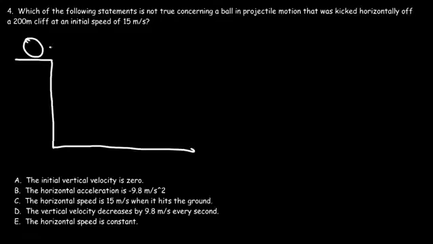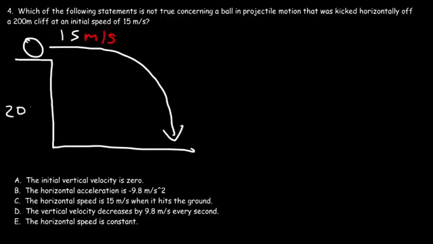Number 4. Which of the following statements is not true concerning a ball in projectile motion that was kicked horizontally off a 200-meter cliff at an initial speed of 15 meters per second? So go ahead and try this problem. So let's begin with a picture. So here's the ball. It's kicked horizontally off a cliff, and it follows this trajectory. So the initial speed is 15 meters per second, and the height of the cliff is 200 meters.